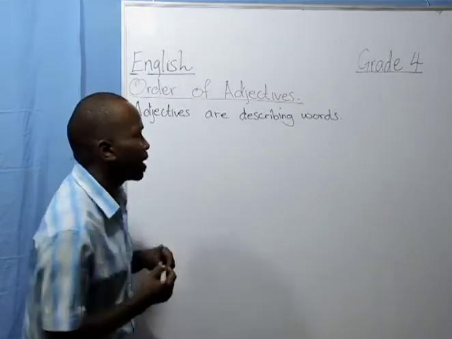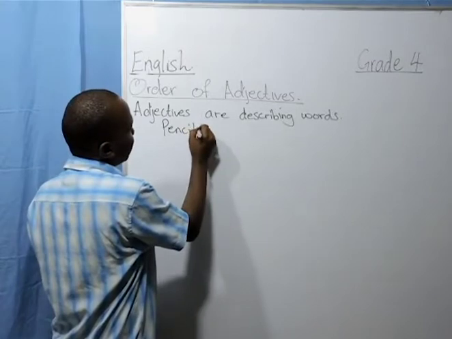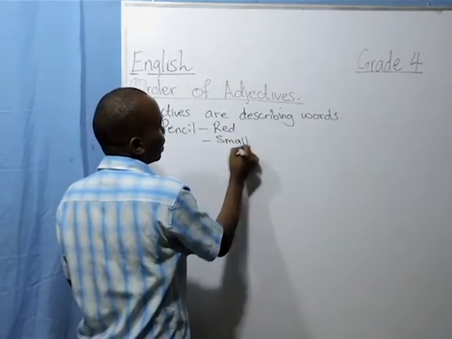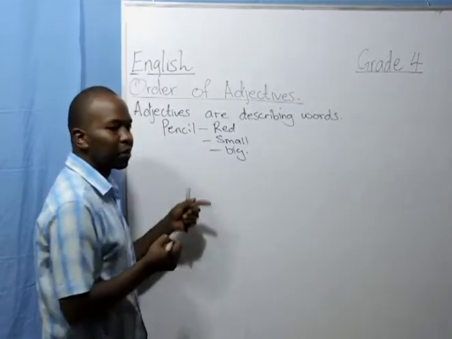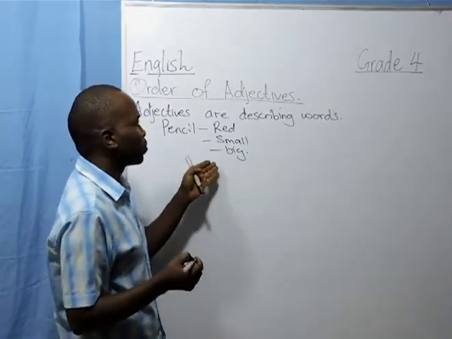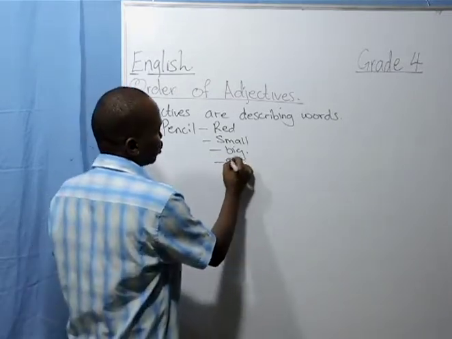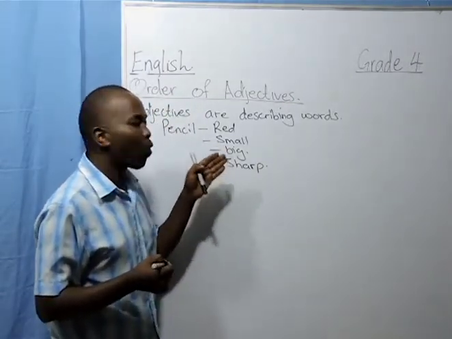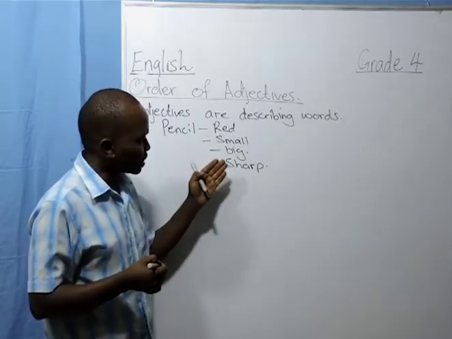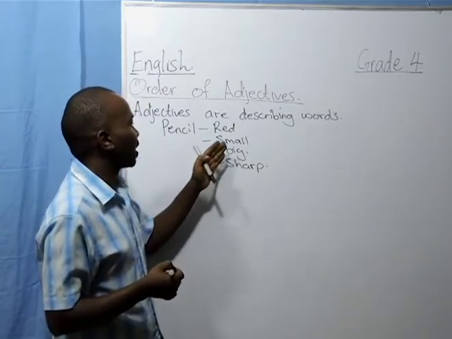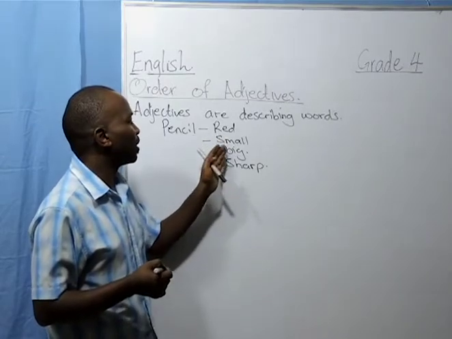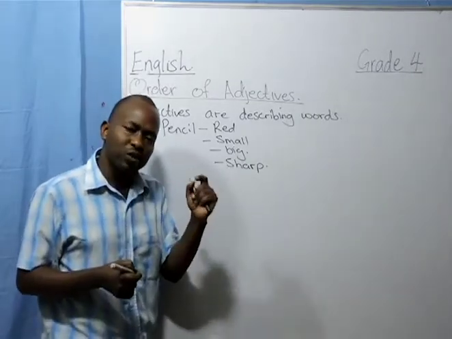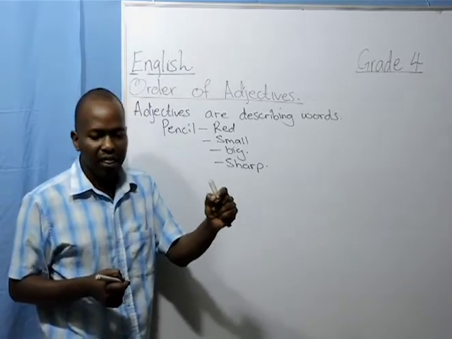And I remember I was looking at the pencil, and we gave her several adjectives. Somebody said red, small, big. But of course, a pencil cannot be small and big at the same time. These are some of the words that we gave when we were describing our pencil. Sharp, very good. So at times, you may want to use more than one word to describe something. So my pencil can be red and small. My pencil can be small and sharp. My pencil can be big and sharp. So you want to use more than one word to describe the item that you have, that is the noun.